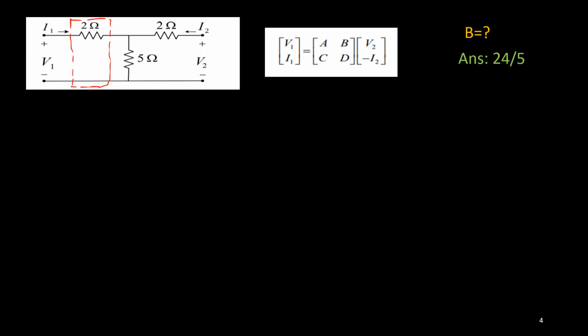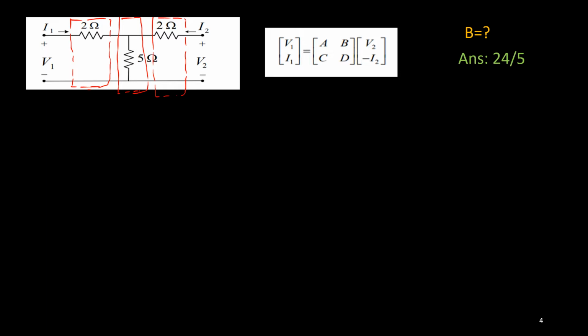as one subnetwork, this is another subnetwork, and this is a third subnetwork. These 3 networks are connected in cascaded form. Then we can get the total T parameters, or ABCD parameters, for this T network.